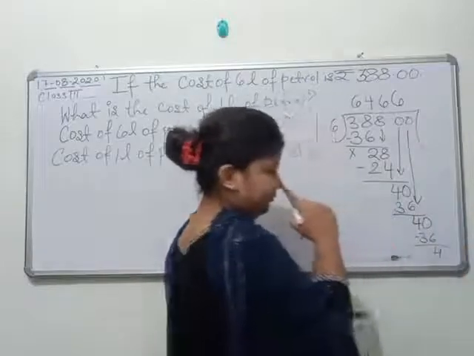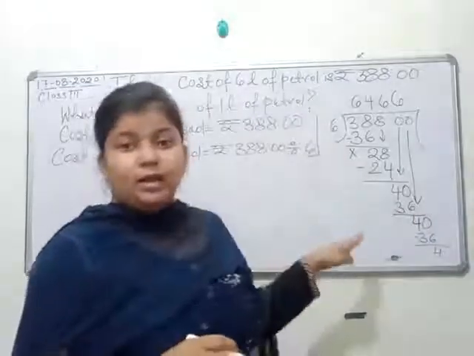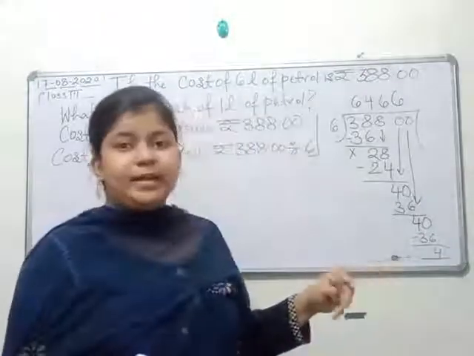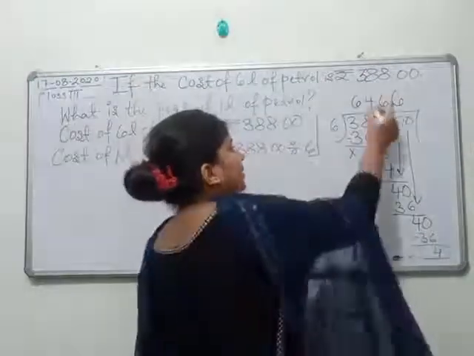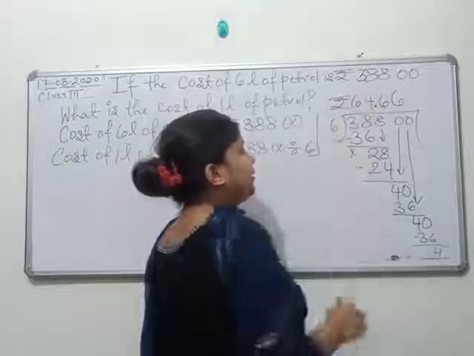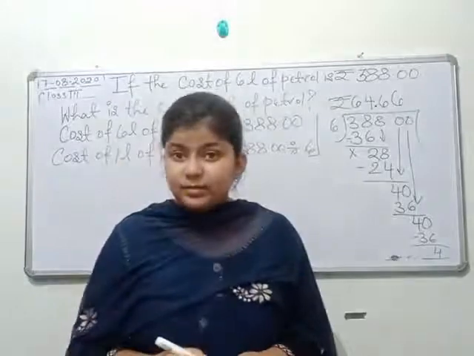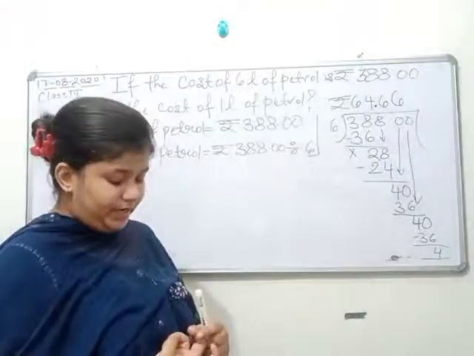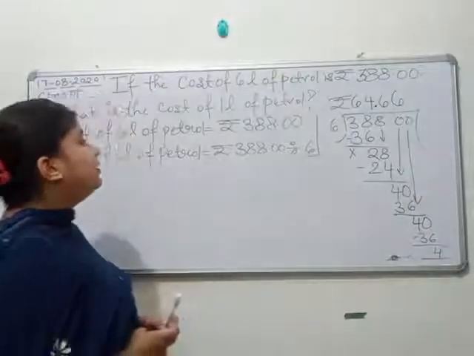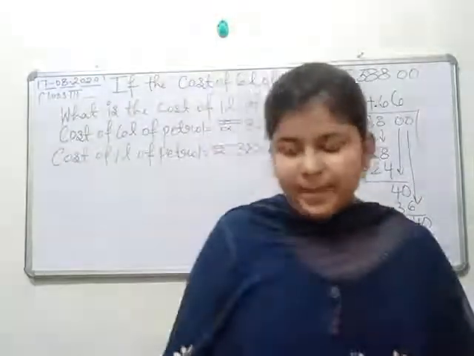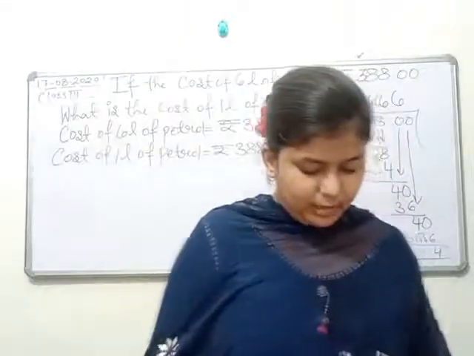Now kids, see, here we are getting a remainder. So avoiding that remainder, our answer will be 64 rupees and 66 paise. So the cost of 1 liter of petrol is 64 rupees and 66 paise. Okay.